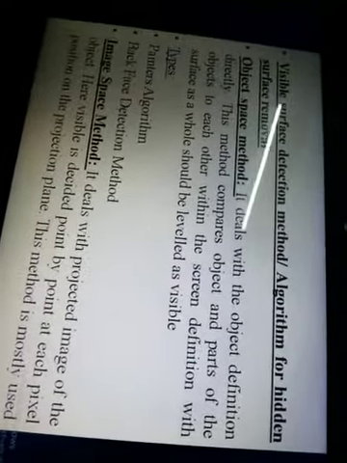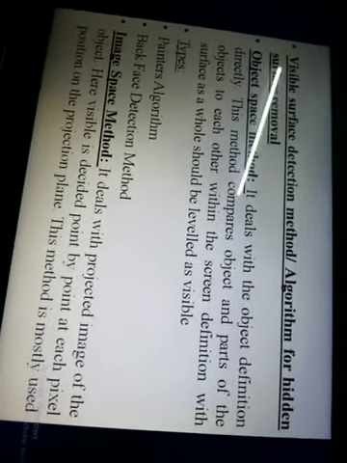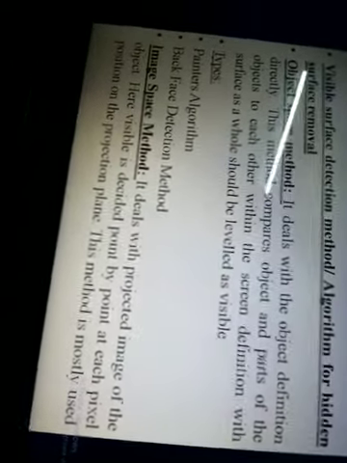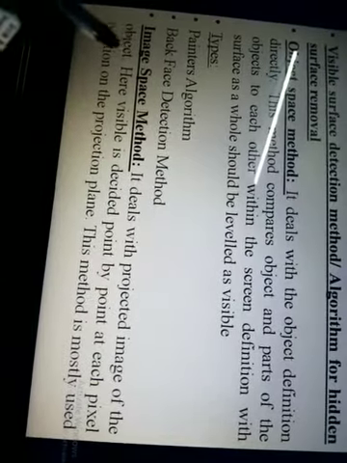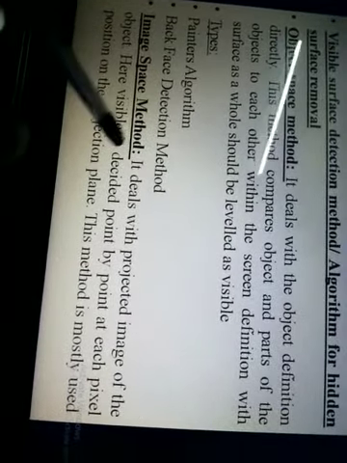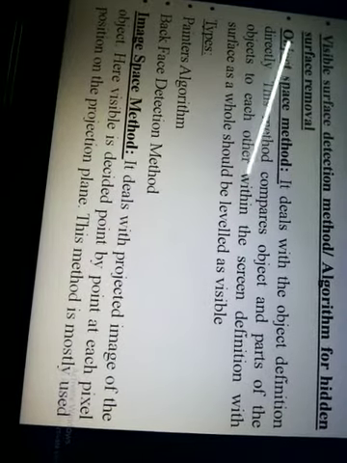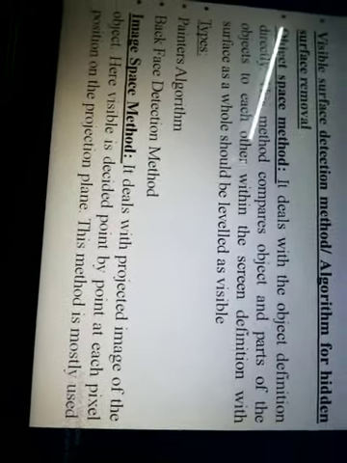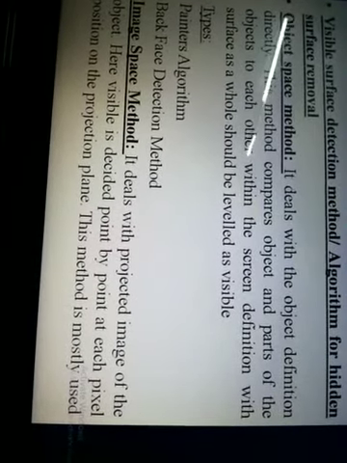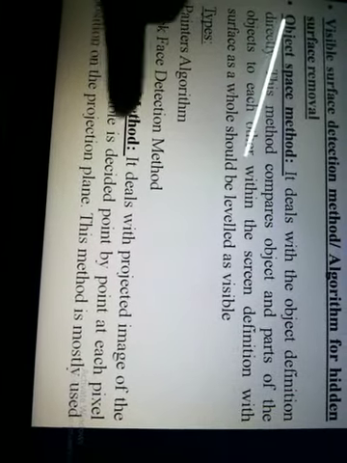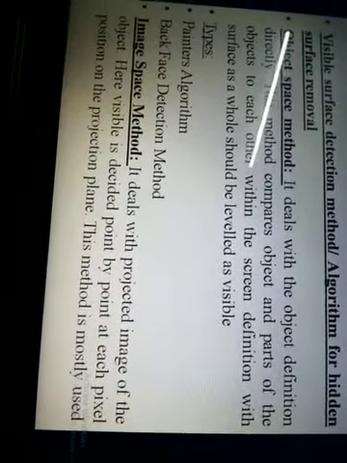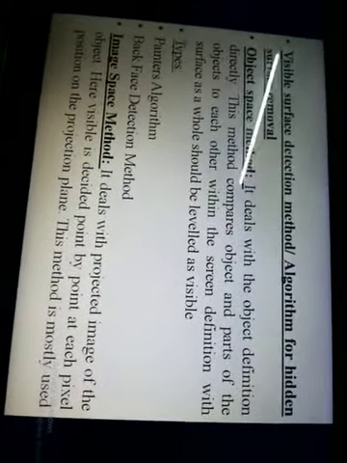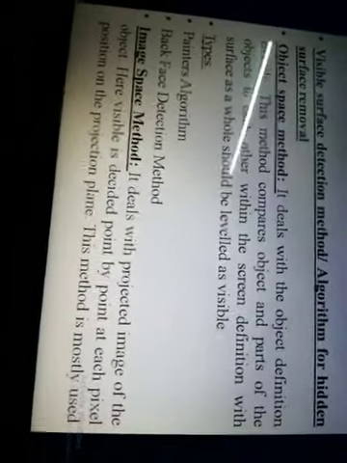The image space method deals with the projection of the object, and it is mostly used. Let me give you an example. We take a photo of a human being. If you take the photo from the front side, is the back side visible? No, it's not visible. So the image space method deals with projection. The light focuses on the object, and the part of the object which is focused is displayed. The part which is not focused is not displayed.